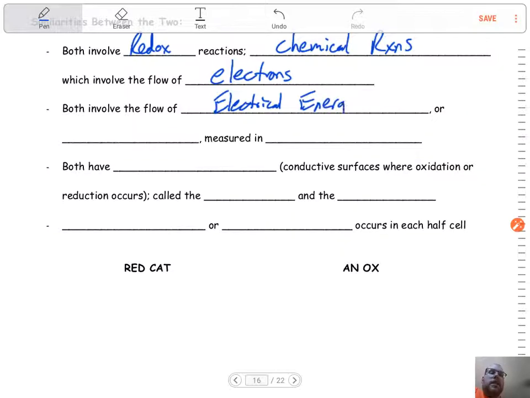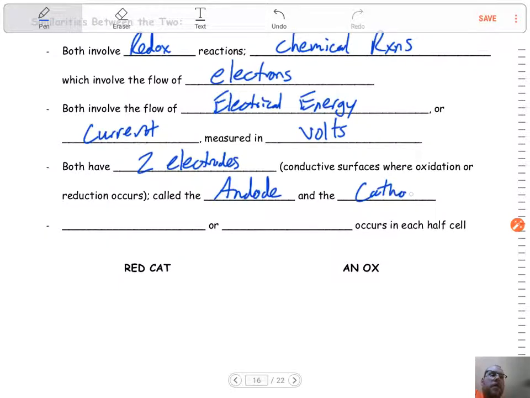And guys, if you think about it, all electrical energy is electrons being moved from one place to another. We call electrical energy current, and it's measured in volts. Those of you who go on and take physics will get into the details of current and volts. Both cells have two electrodes, and we'll talk more about what these are. They are conductive surfaces where oxidation or reduction occurs. They're called the anode and the cathode.